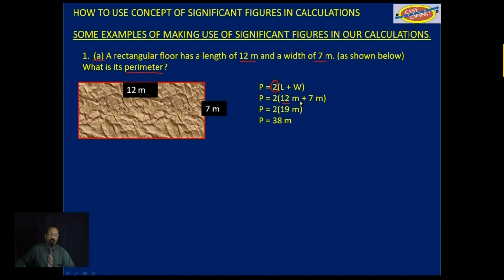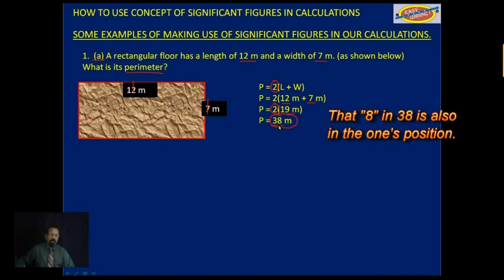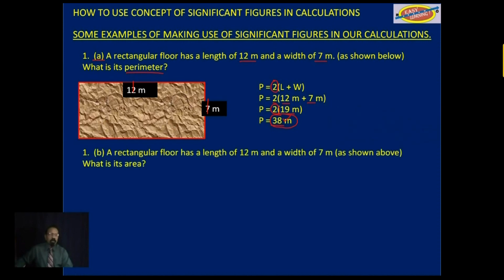So we add 12 and 7, we get 19, we multiply that by 2, and we get 38. Notice that the uncertain digit in this 12 is at the ones position, the uncertain digit in the 7 is at the ones position, so this 38 is perfectly fine. That is if you're asked to find the perimeter.